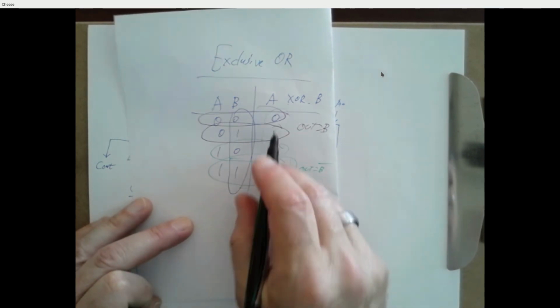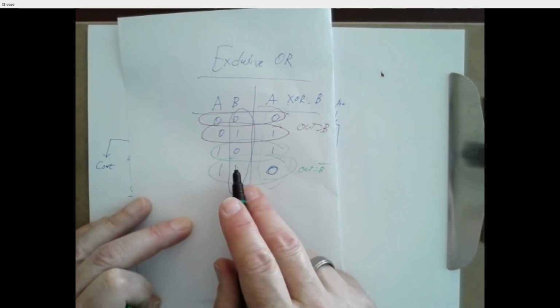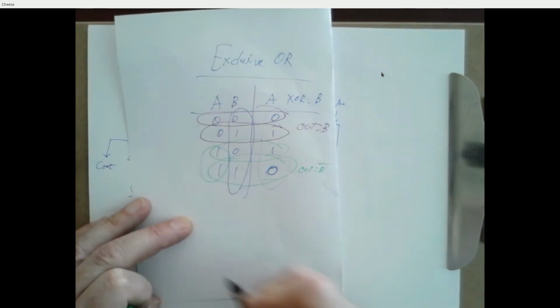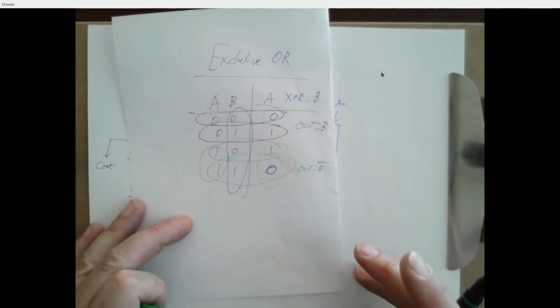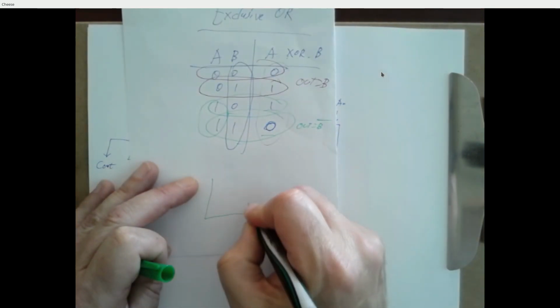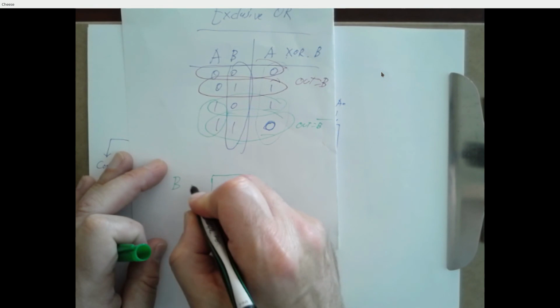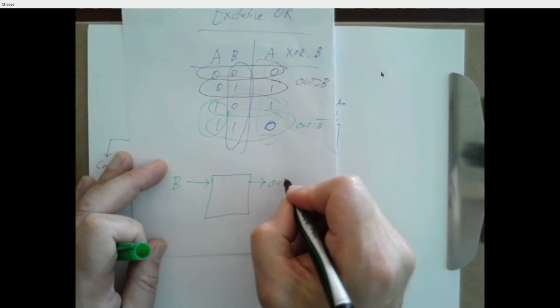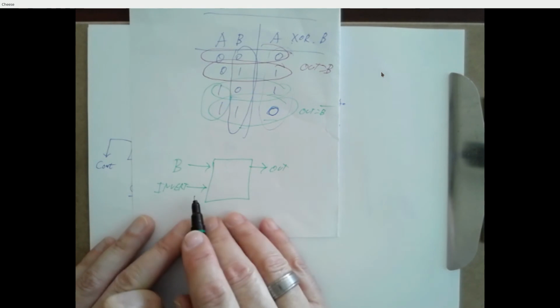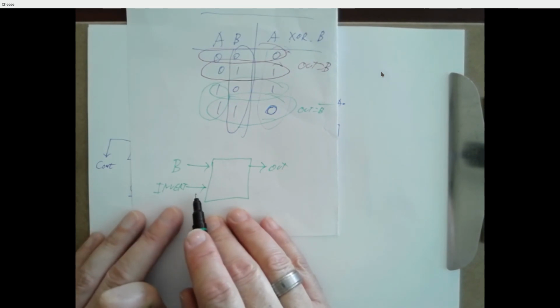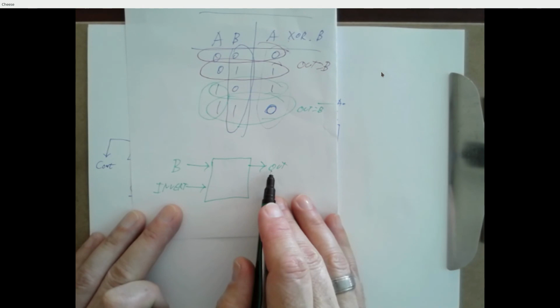And what's determining whether the output matches B or matches the complement of B? It's the value of A. So we can think of an XOR as some kind of controllable inverter. We can think of it as a box that looks like this. It has an input B, it has an output, and it has an invert command. And if invert is equal to 1, this is the inverse of B. If invert is 0, this is exactly equal to B.